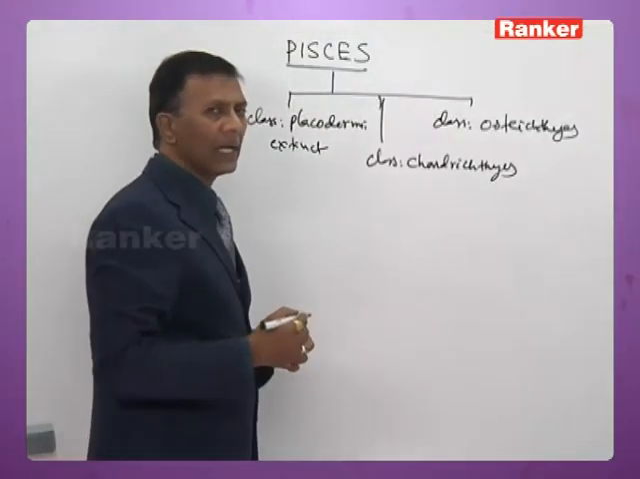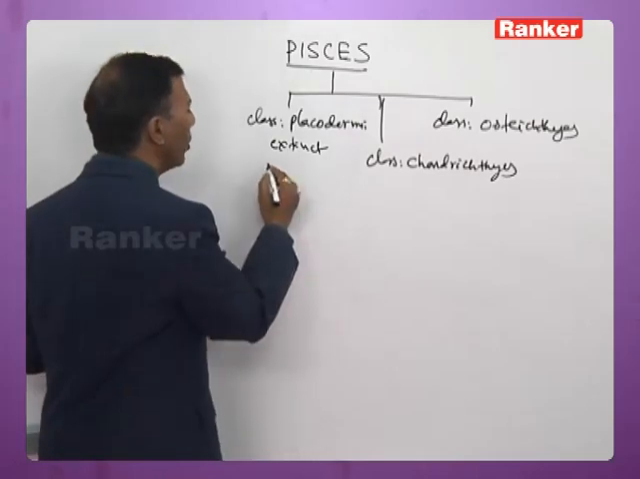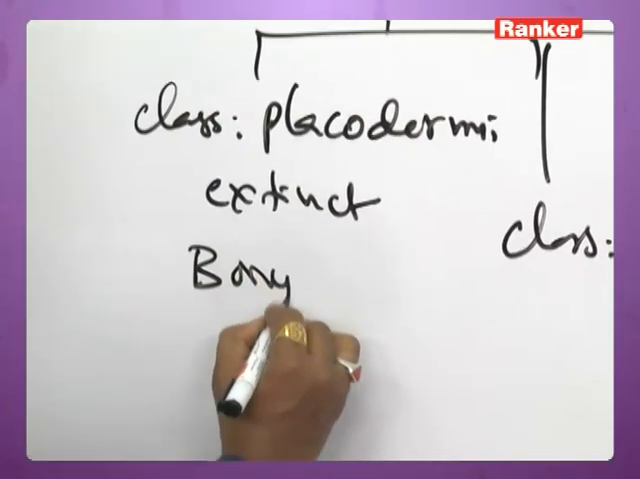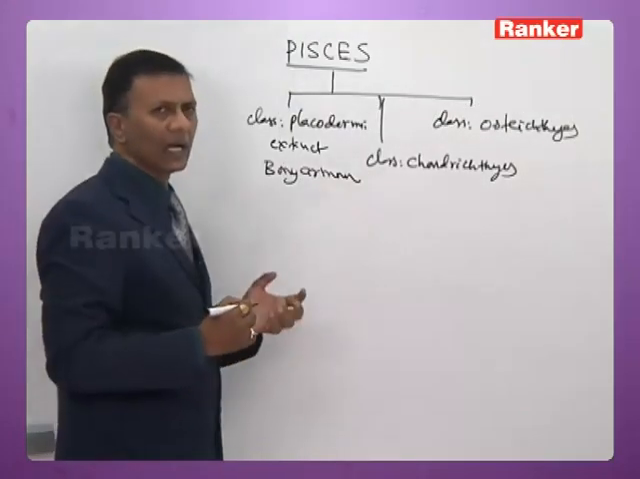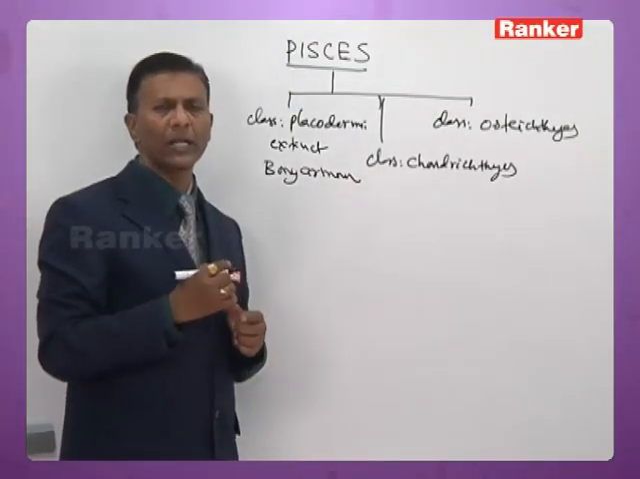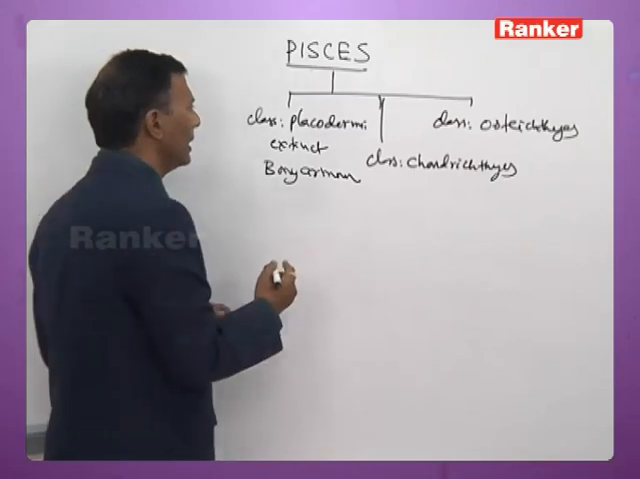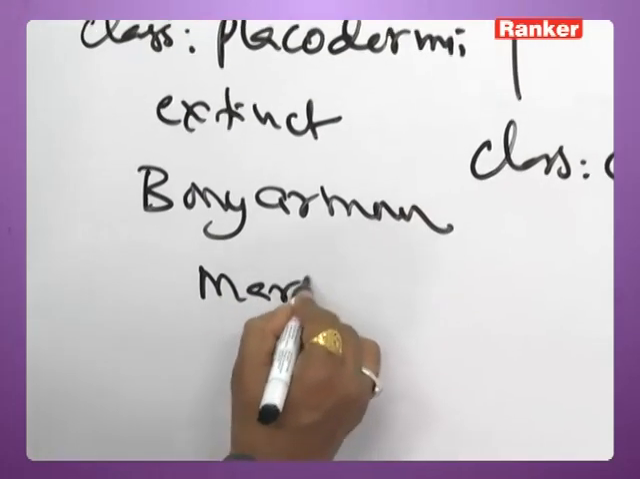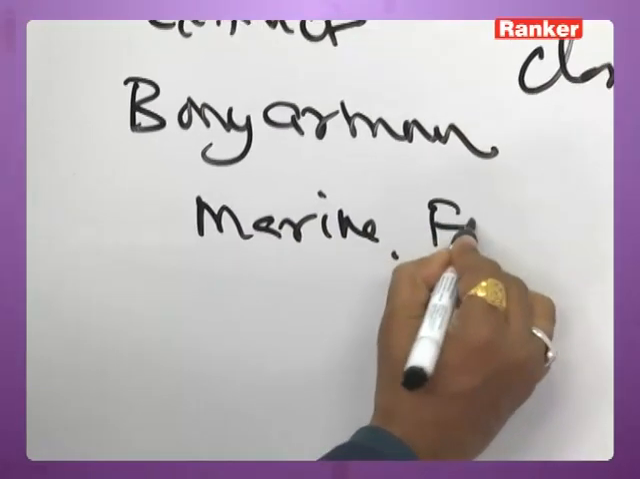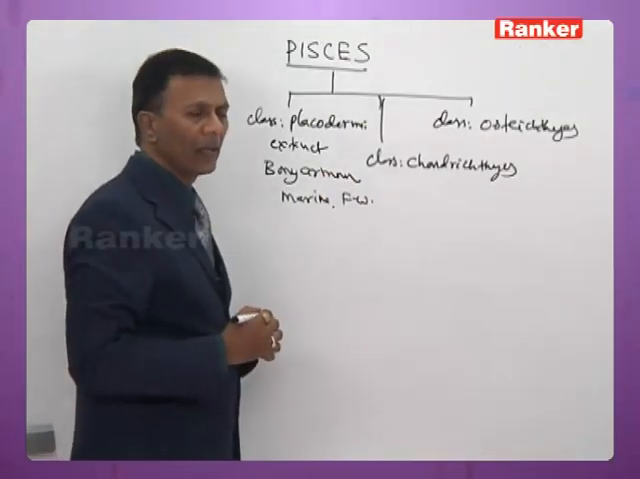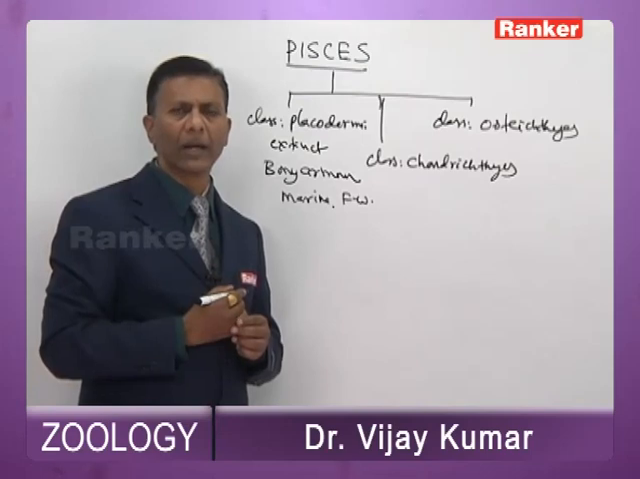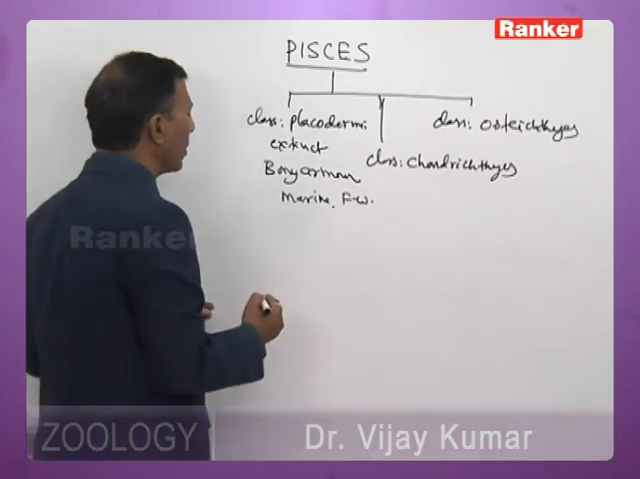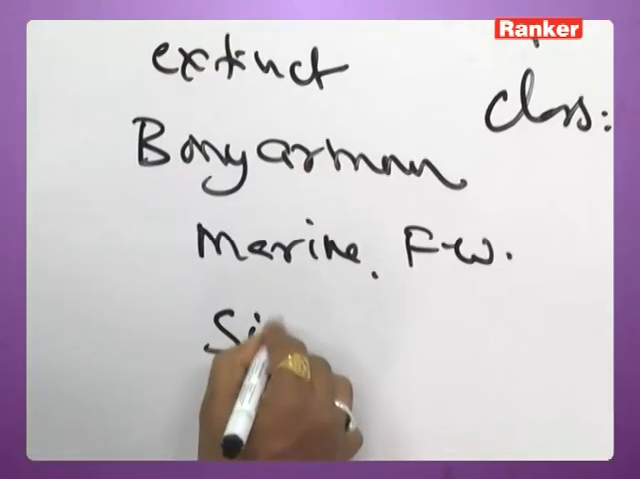The placoderms are extinct fish. In placoderms, the entire body is enclosed in a bony armor. The scales and bony plates are fused to form a rigid shell called bony armor. Some are marine and some of them are freshwater. Paired fins are absent. They have only unpaired fins or median fins. The placoderms evolved during Silurian period.